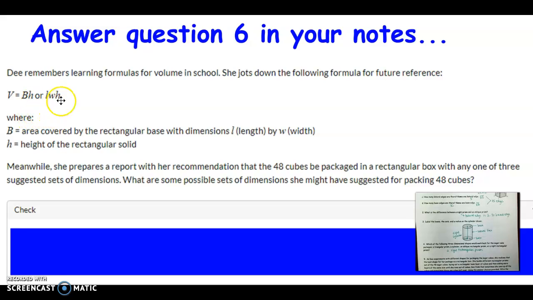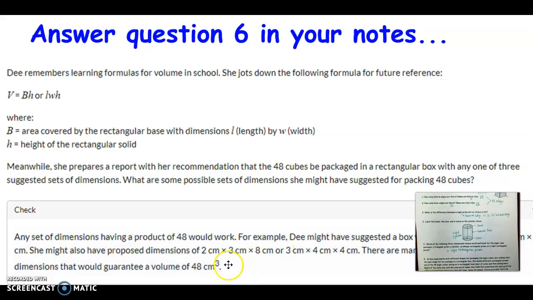So for a rectangular prism, since the base is a rectangle, we can replace base area with simply length times width. So the volume of a rectangular prism would be length times width times height. So our question in number 6 says, what are some possible sets of dimensions that she might have for using all 48 cubes? And so we talked about one already, the 3 by 4 by 4, because 3 times 4 times 4 is 48. See if you can come up with any other combinations of numbers that would also give you 48. So there are many of them.